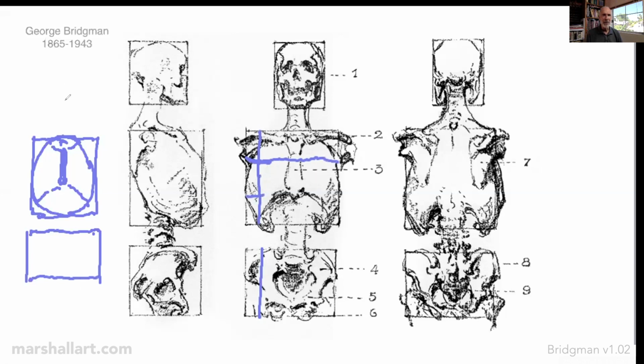How high is the head? About the same height as the pelvis. How wide is it? Oh, it looks to me like it's about half the width of the rib cage. My goodness, I'm learning. So that means if I could take this width and make the head, the box that the head fits in, the same height as the pelvis, that's going to do fine.